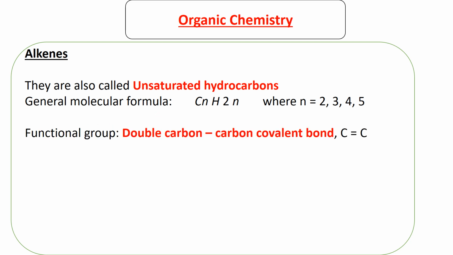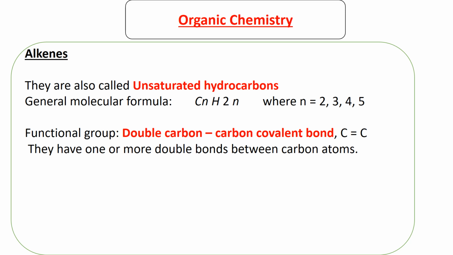The functional group is a double carbon-to-carbon covalent bond. So alkenes have at least one double carbon-to-carbon covalent bond. They all end with -ene as the suffix.